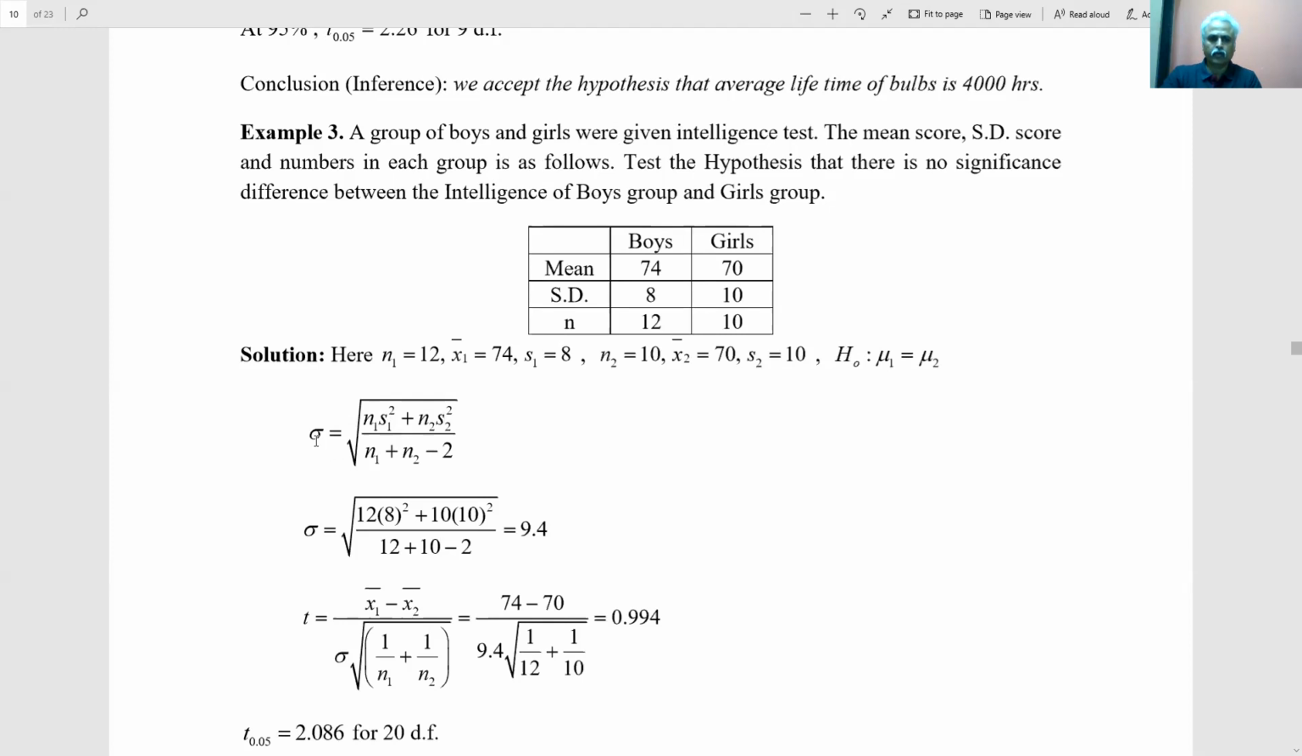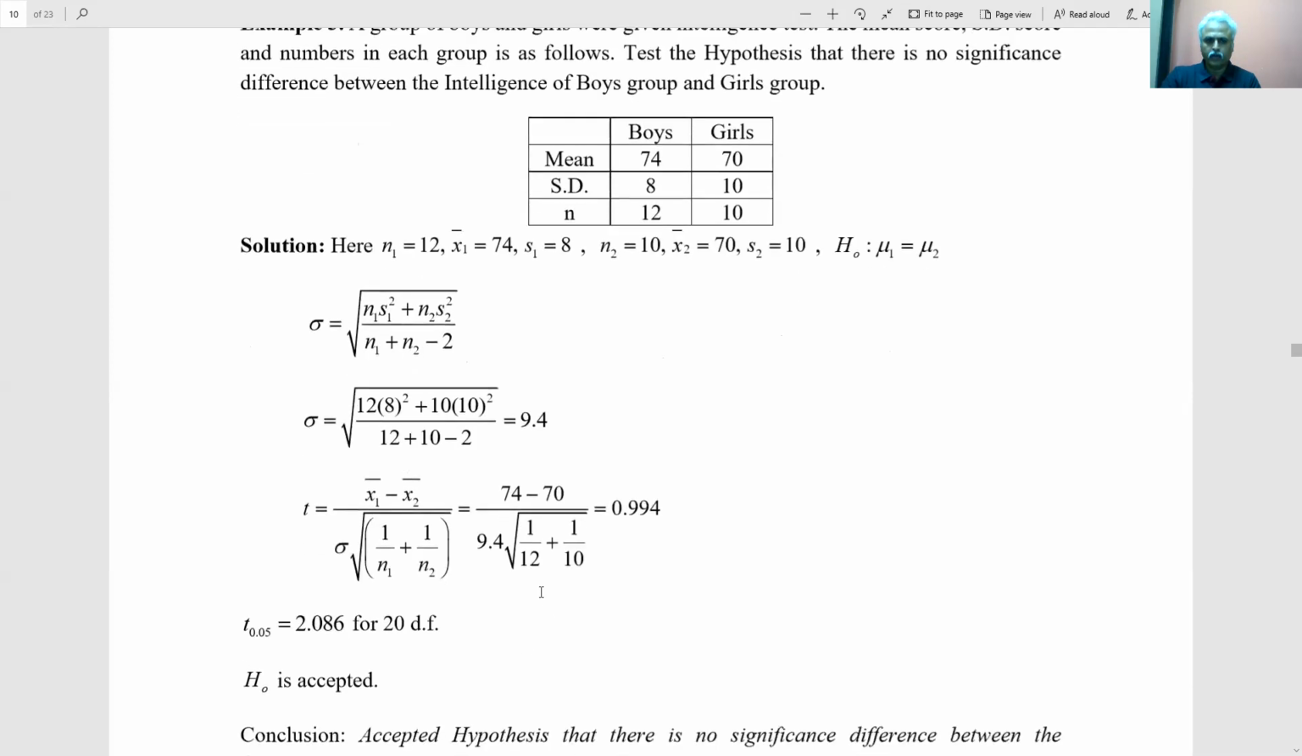First of all, we have to find the common standard deviation, for which the formula is the square root of n1 s1 square plus n2 s2 square over n1 plus n2 minus 2, which becomes 9.4. And how to calculate t, which is the testing statistic: x1 bar minus x2 bar, the difference between the means, divided by sigma into the root of 1 by n1 plus 1 by n2. So we write 74 minus 70 over 9.4 into root of 1 by 12 plus 1 by 10. The calculated value of t becomes 0.994.